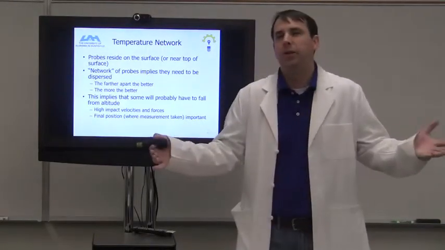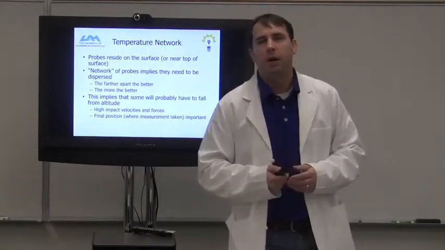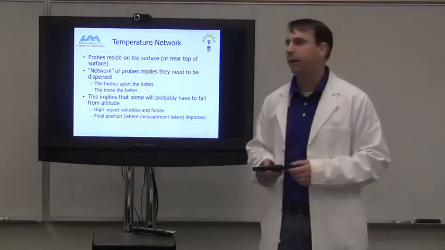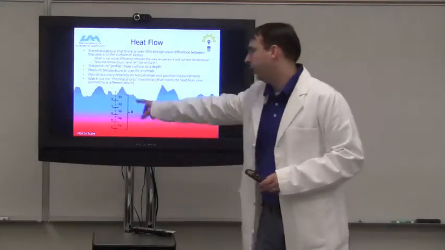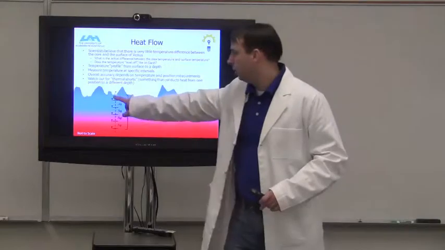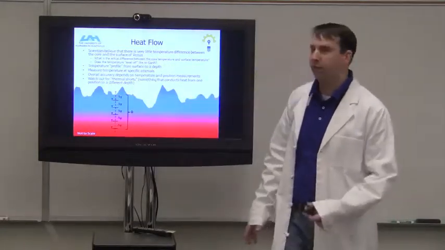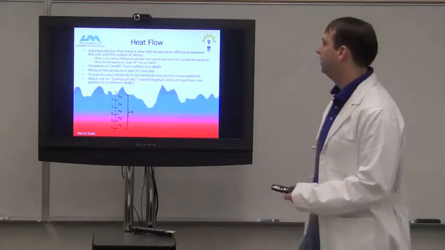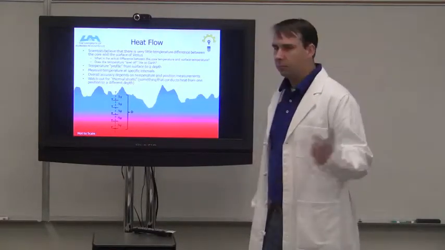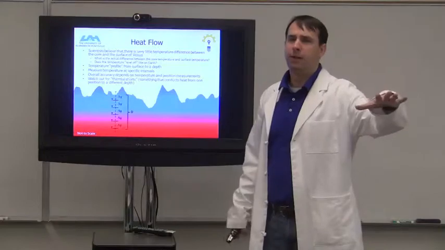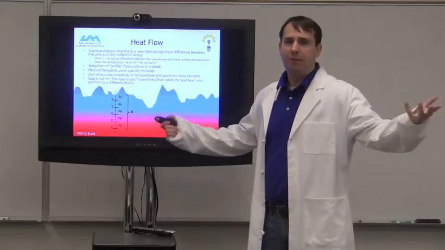How precise is your grid? How precise is your network? How well do you know your location? Heat flow, again, heat flow is temperature at one location, but how does the temperature change with depth? This is an artist's rendition of the surface of Venus. Does the temperature ever level off? And then how deep do you have to go till it levels off?